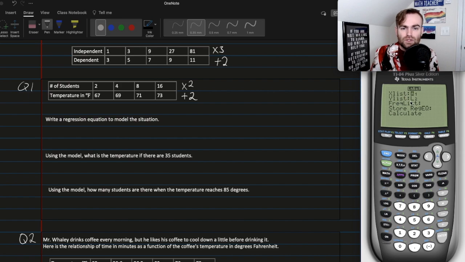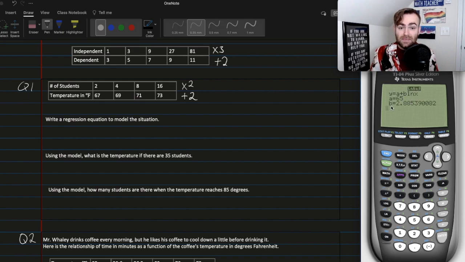So we're going to make list 1 x, list 2 y, and we're going to store our regression equation in y1. I don't know if I've shown you this or not, but we can hit variables, go to y variables and enter, and we can store this equation for us. And we're going to hit enter and calculate, and we get an equation.